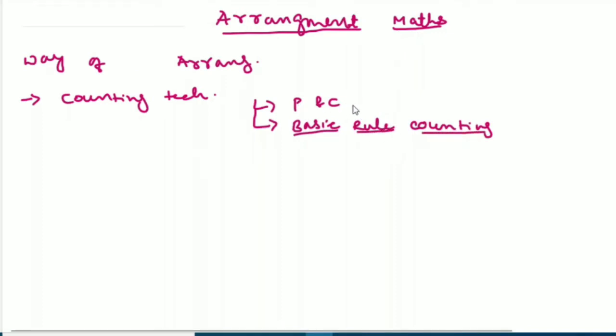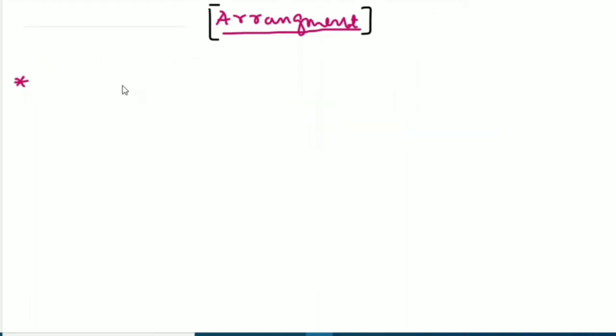Before getting into the counting technique, what P is, what C is, and the meaning of the basic rule of counting, I just want to understand what this activity of arrangement is all about. Then I'll go into how to count the number of ways of arrangement. So whenever we do arrangement, what is required? Let's say I have 5 boys and I want to arrange them. Now, these 5 boys can be arranged in 2 different ways.